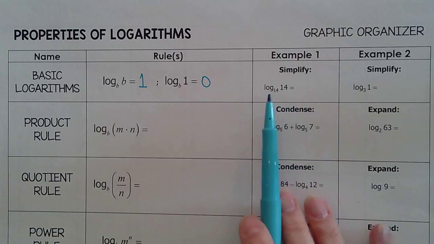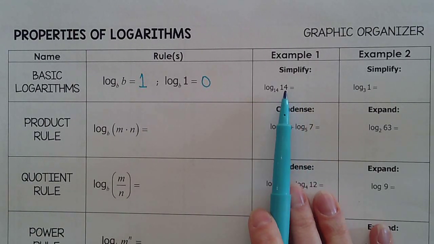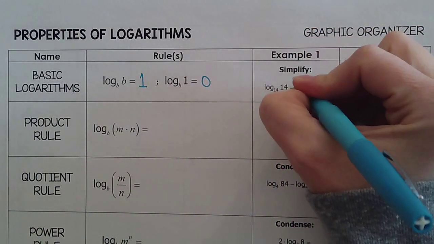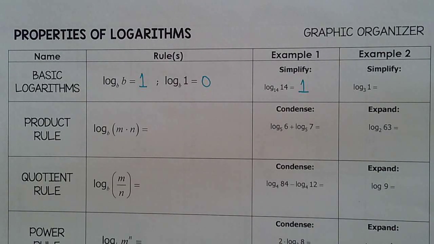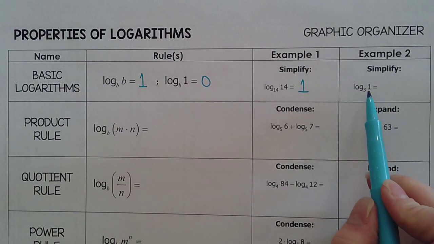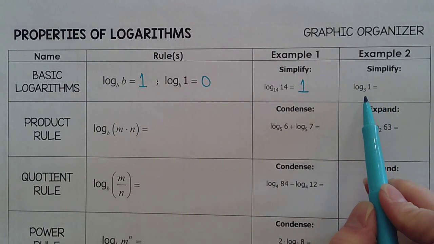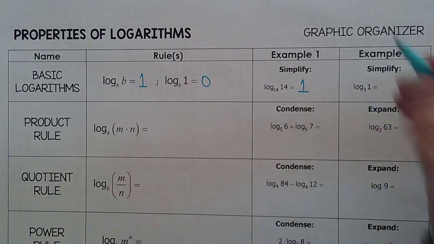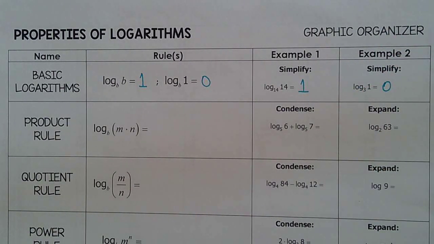So examples of that, here I've got log base 14 of 14. I can exchange that for no log statement at all. It's just equal to 1. And example 2, it says simplify log base 3 of 1. And log base 3 is kind of a tricky one usually. But if it's of 1, it always equals 0.